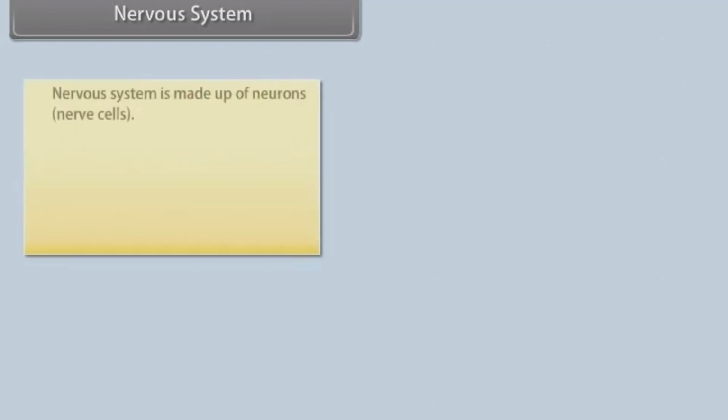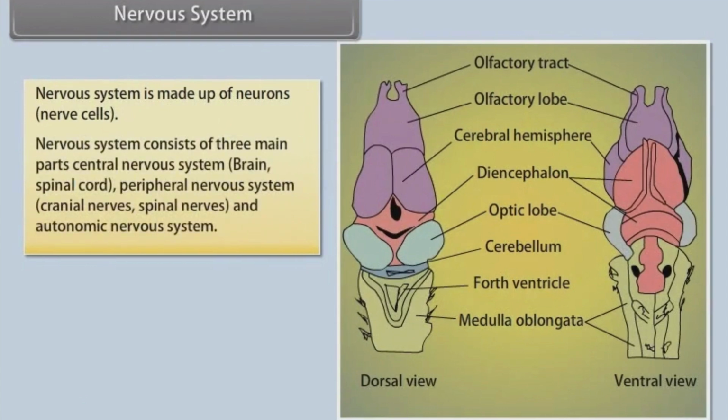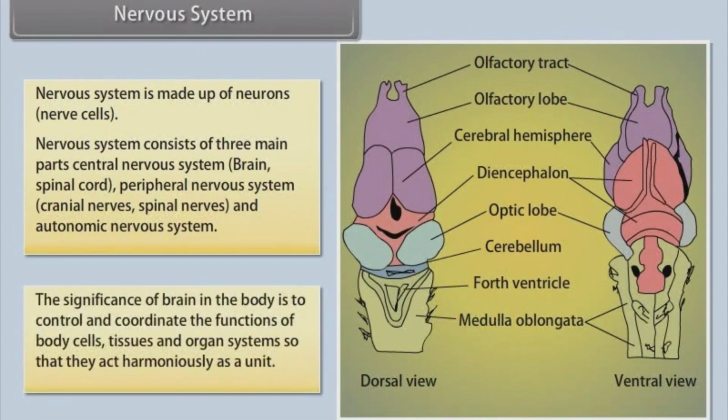Nervous system. The nervous system is made up of neurons, that is, nerve cells. The nervous system consists of three main parts: central nervous system, which includes the brain and spinal cord; peripheral nervous system, which includes cranial nerves and spinal nerves; and autonomic nervous system. The significance of the brain in the body is to control and coordinate the functions of body cells, tissues, and organ systems so that they act harmoniously as a unit.